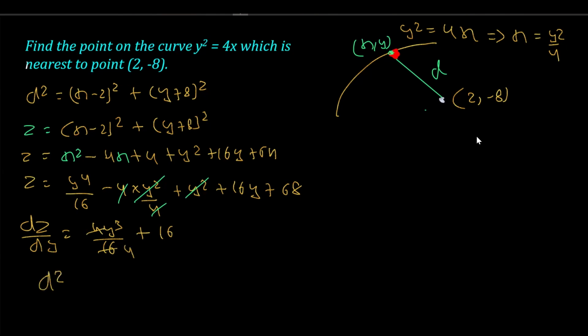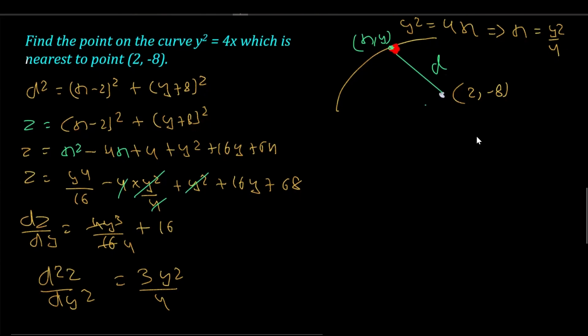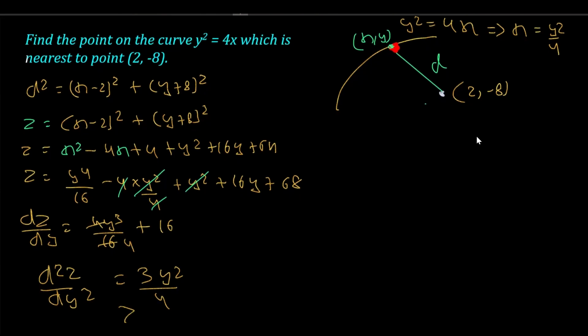Now next, to find its double derivative, I can reduce it first. So this is d square z by dy square. Second order derivative should result to give you what? 3y square over 4. Well, y square is always positive. So from here we can say that the second order derivative is greater than 0, right?